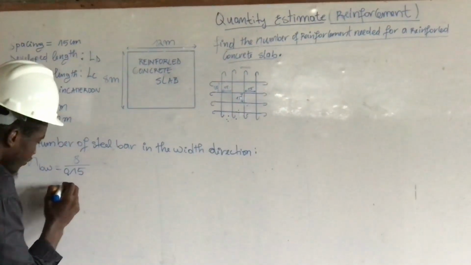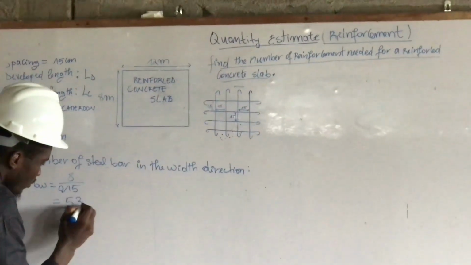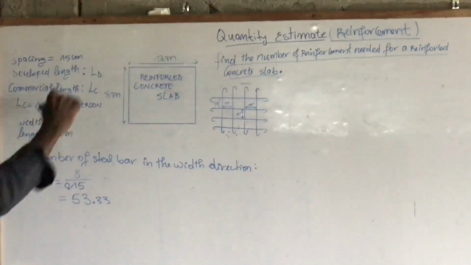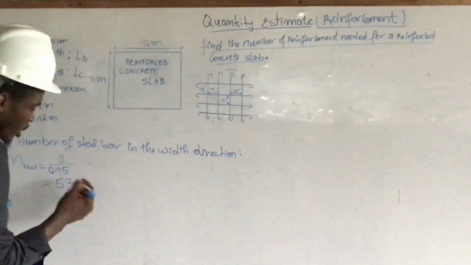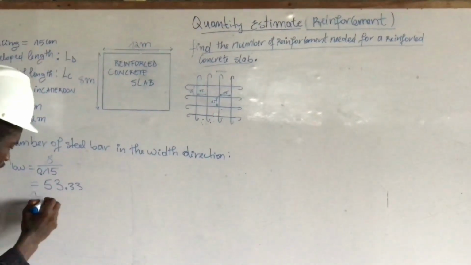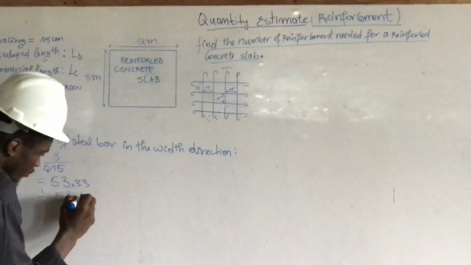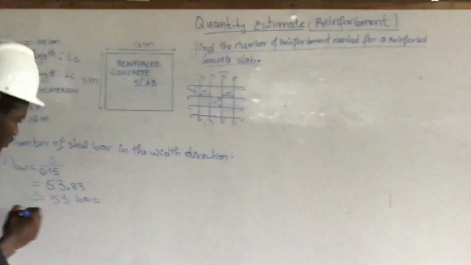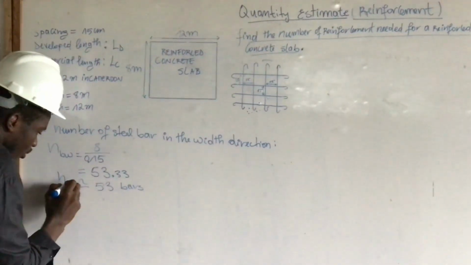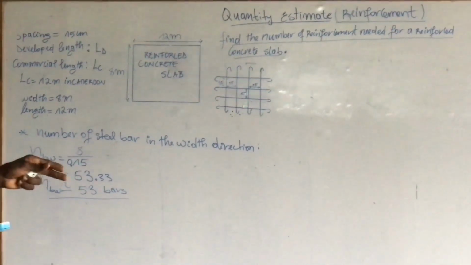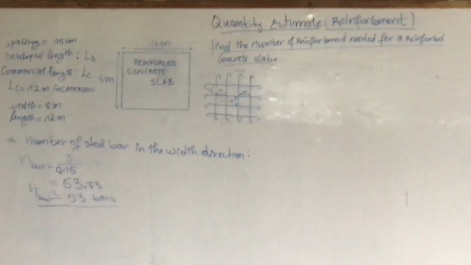That is going to give 53.33. So we have 53.33 bars in terms of the width direction, but we'll round it down to 53 bars. That's NBW, the number of steel bar needed in the direction of the width.